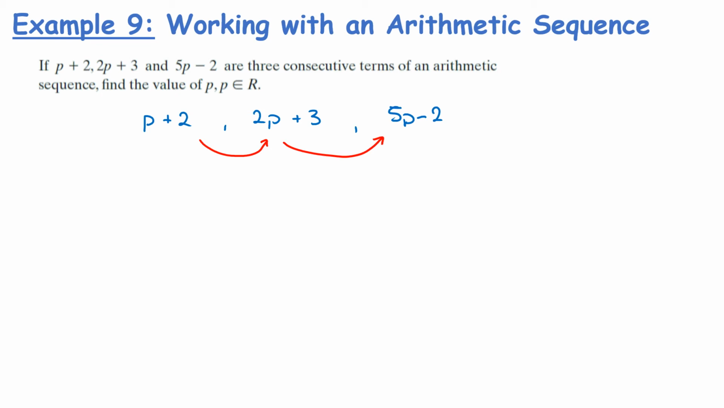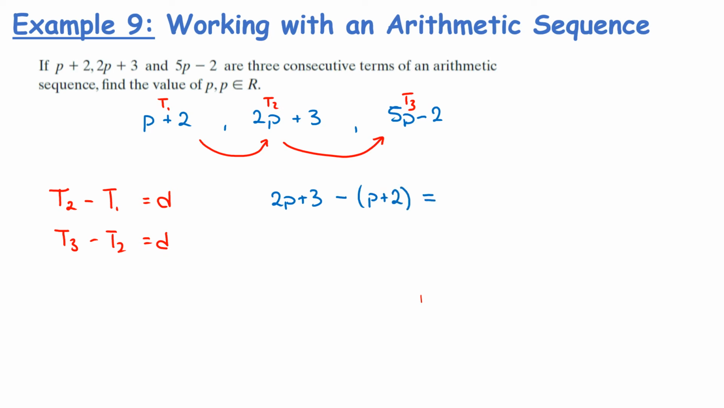However, we had this formula that told us that T2 minus T1 will always give me the common difference. By that same logic, T3 minus T2 would also give the common difference. So this is T1, this is T2, and this is T3. So basically we can say that if you have 2p plus 3 and you take away p plus 2, you should get the same answer as if you have 5p minus 2 minus 2p plus 3.